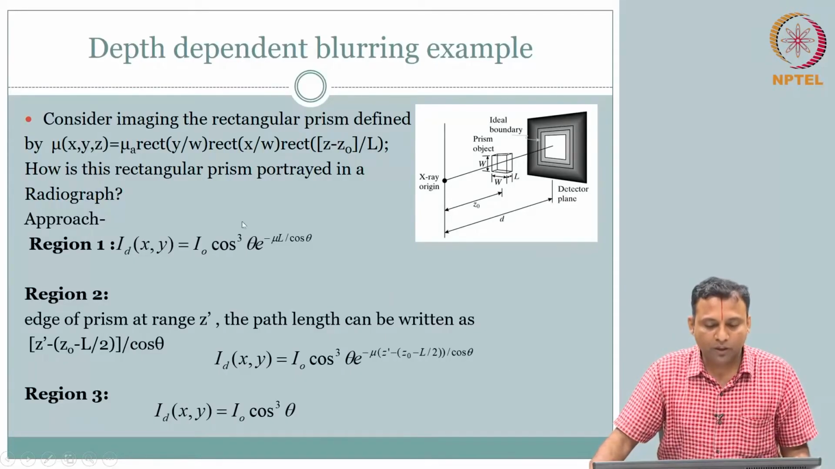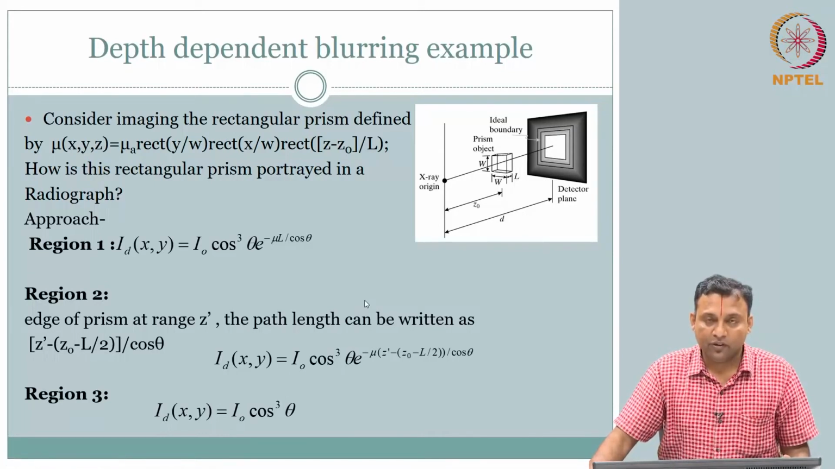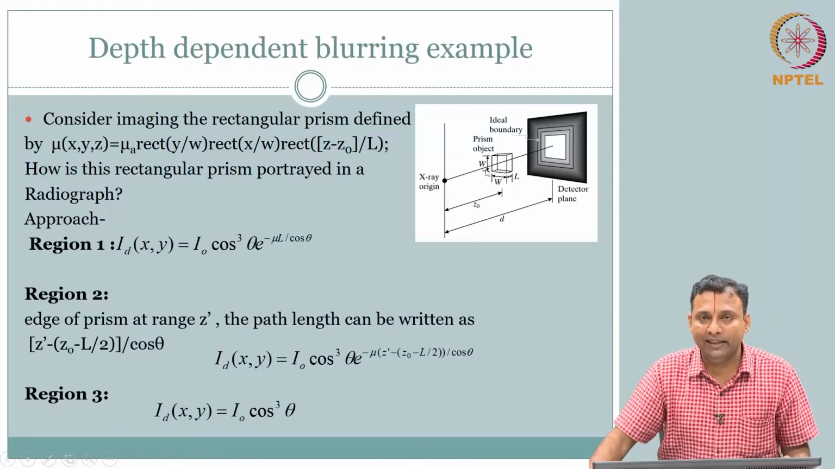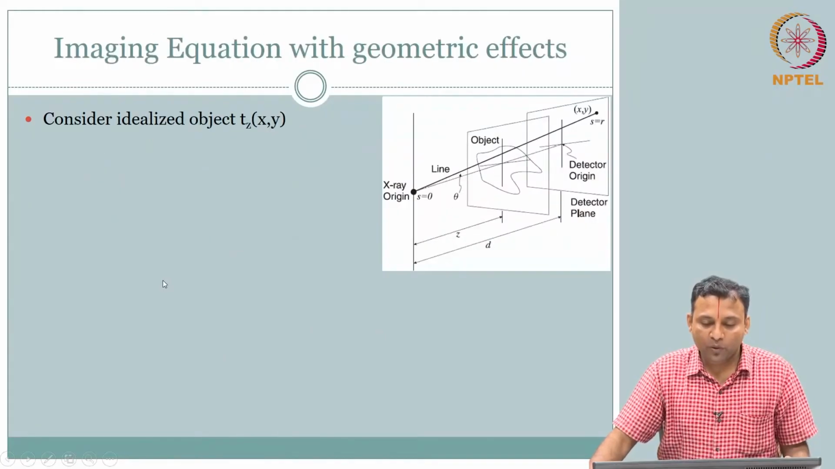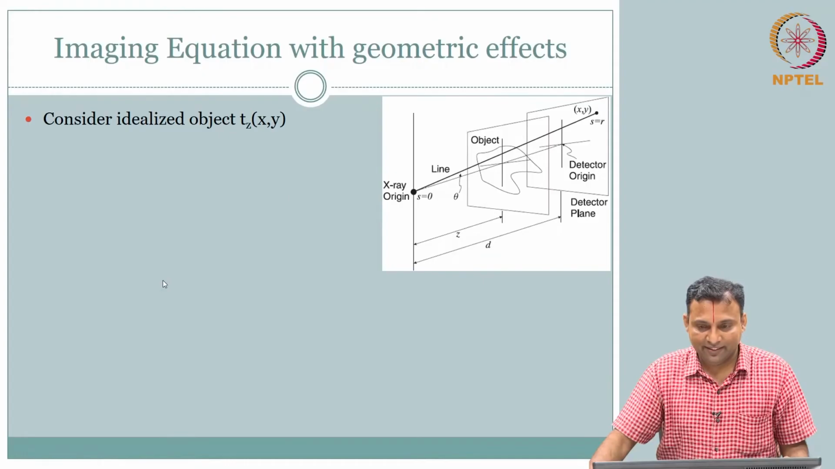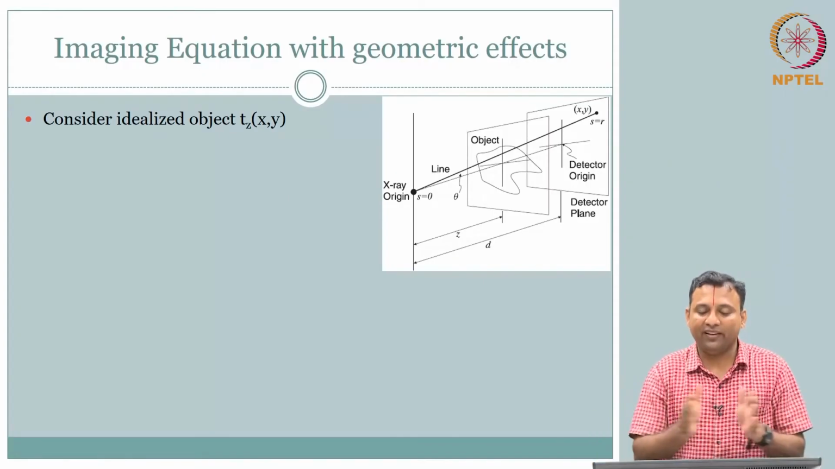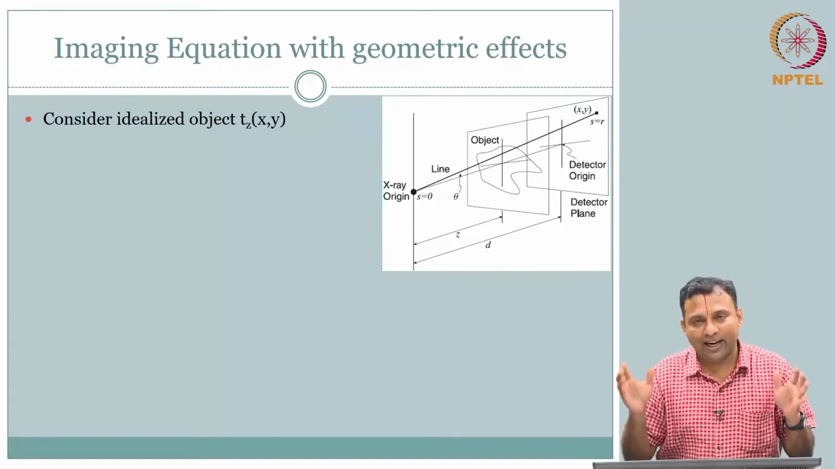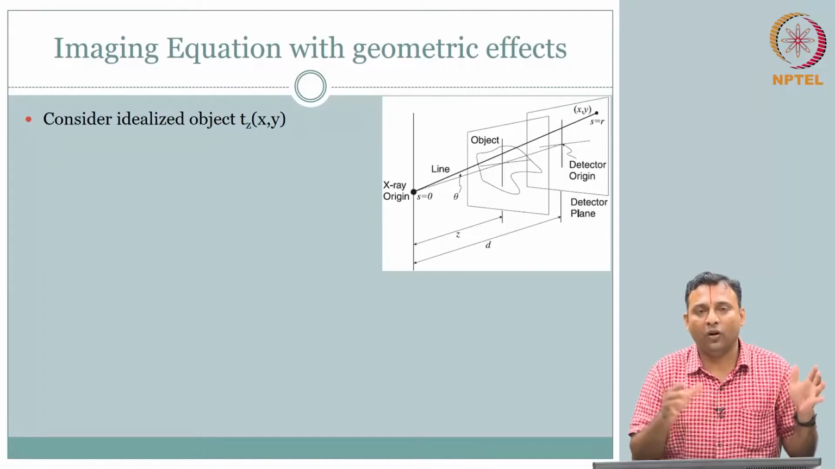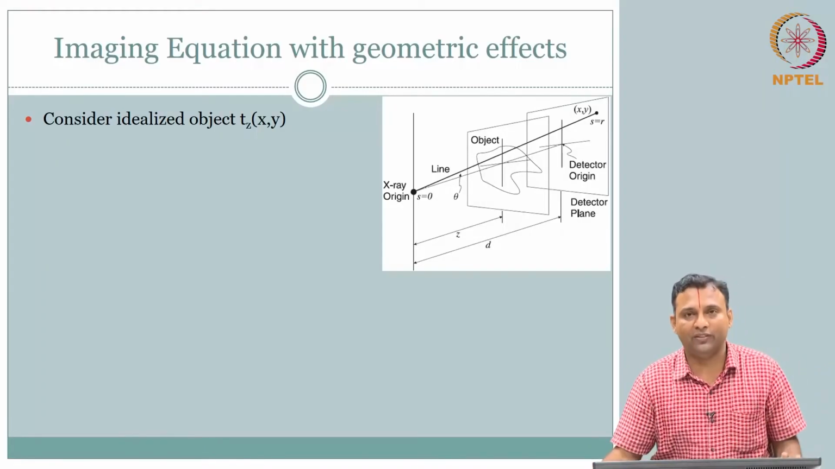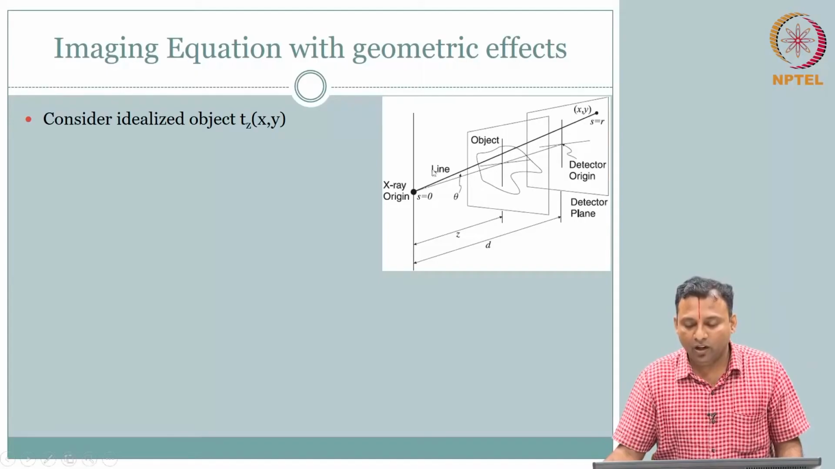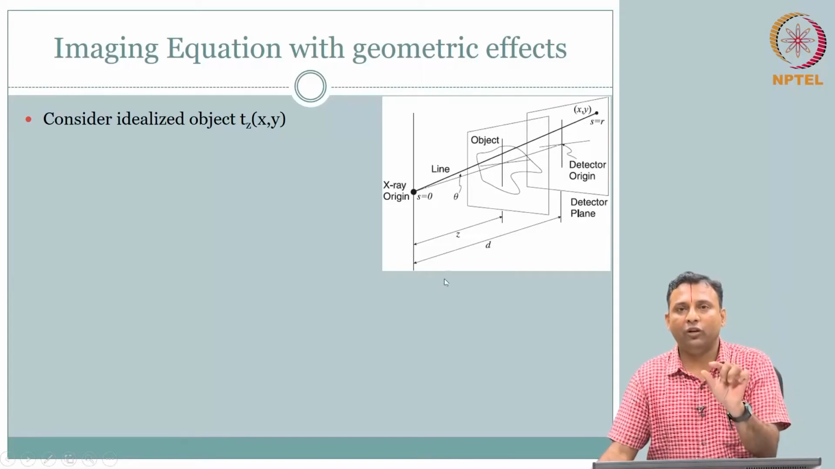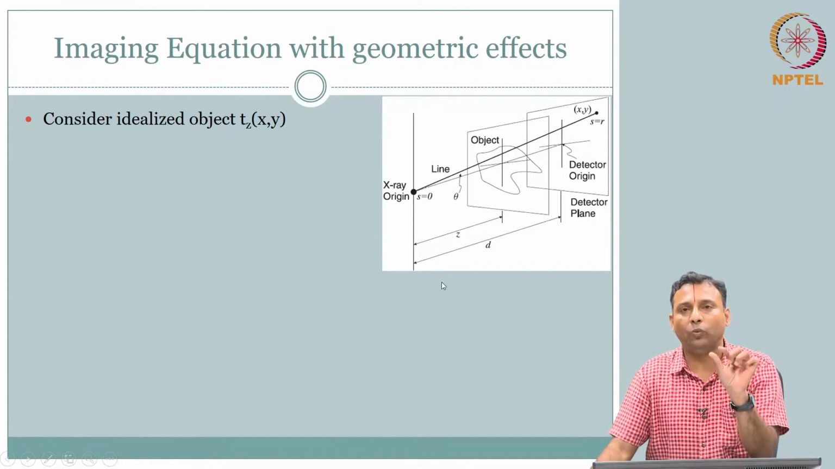Okay, so much for depth dependent blurring, it is a very important one. So here you have the object which is 3D. Now what we need to do is, all this is fine. Now we had an imaging equation, individually we have incorporated the effects, so how do we incorporate all the effects we have seen so far? Also, right now when we talked about the object, we simplified it as 1 mu with 1 thickness.